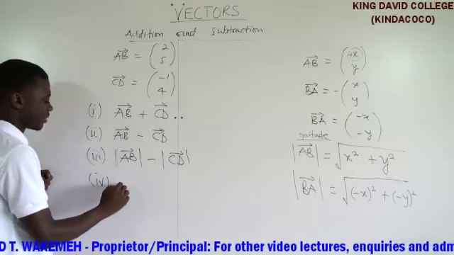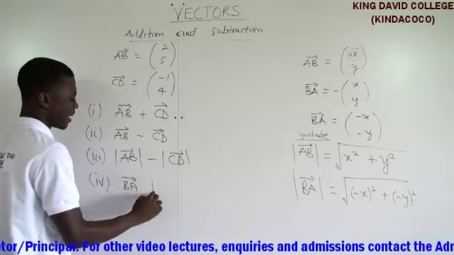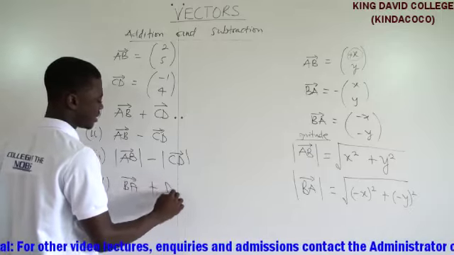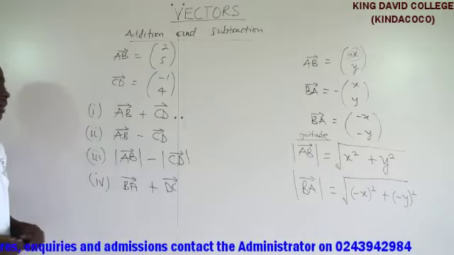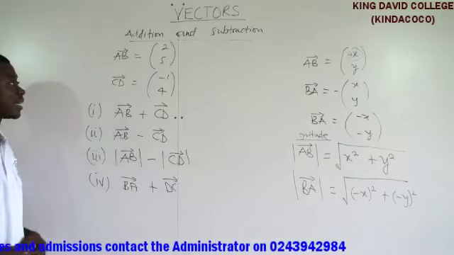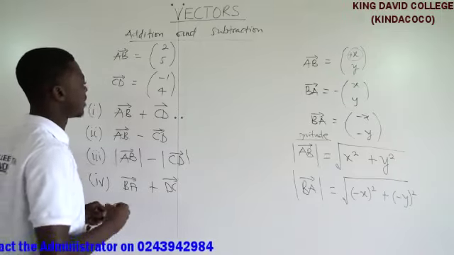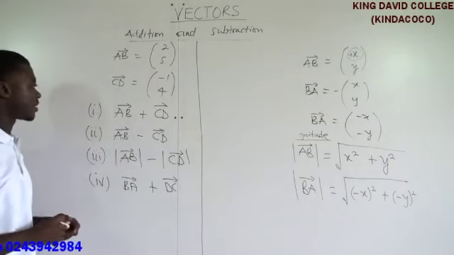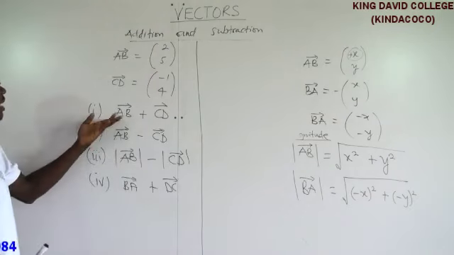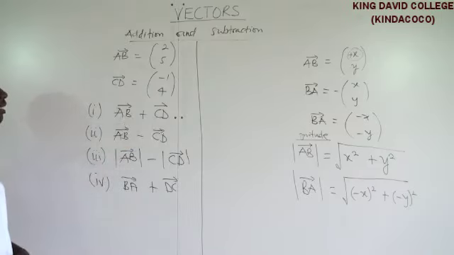And let's also do a numerical example on what I just taught here. Let's say you are asked to find vector BA plus vector DC. Let's look at that as well. So in the case of the very first one, we are asked to find vector AB plus vector CD.